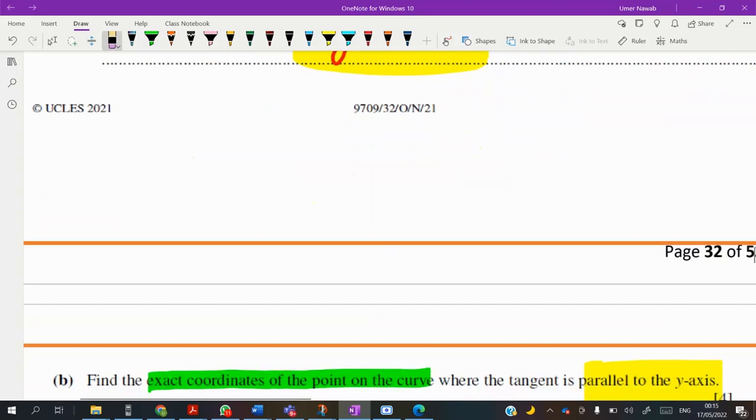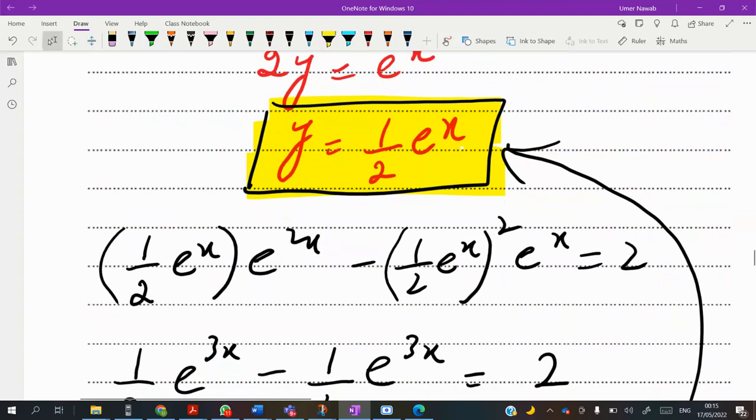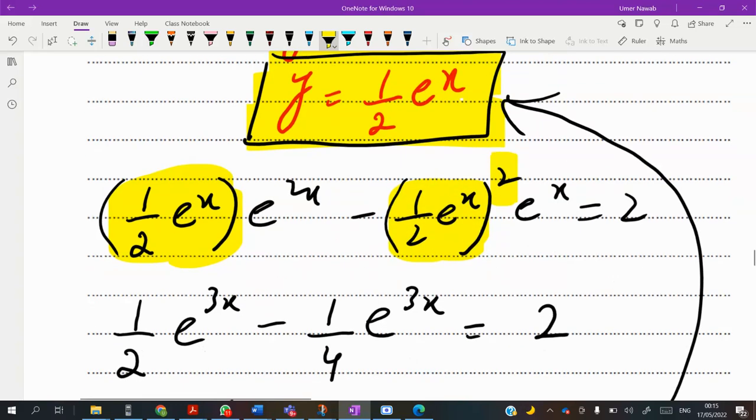So I put the denominator 2y minus e^x equal to 0. Then I will try to make y the subject by pushing the e^x to the right hand side. 2 goes down. So y is equal to half e^x. Now this is the y coordinate I have made. Now I need to plug it back into the original equation. The original equation was y e raised to power 2x minus y squared e^x is equal to 2.